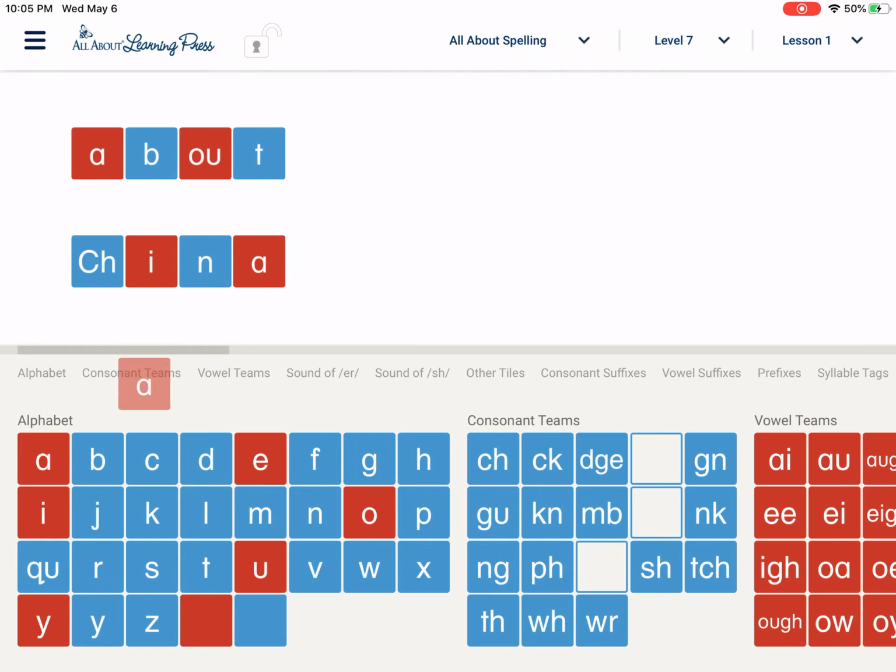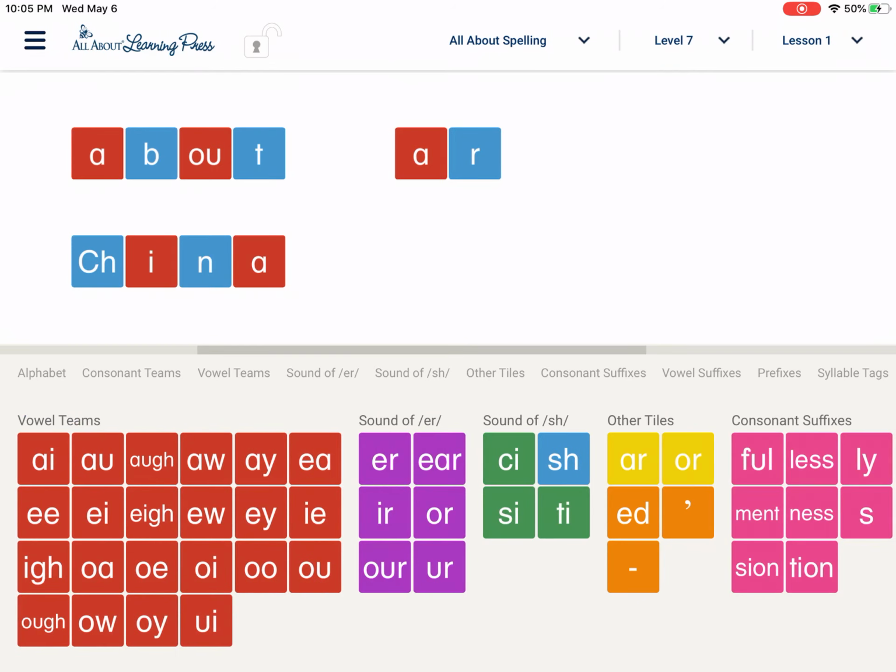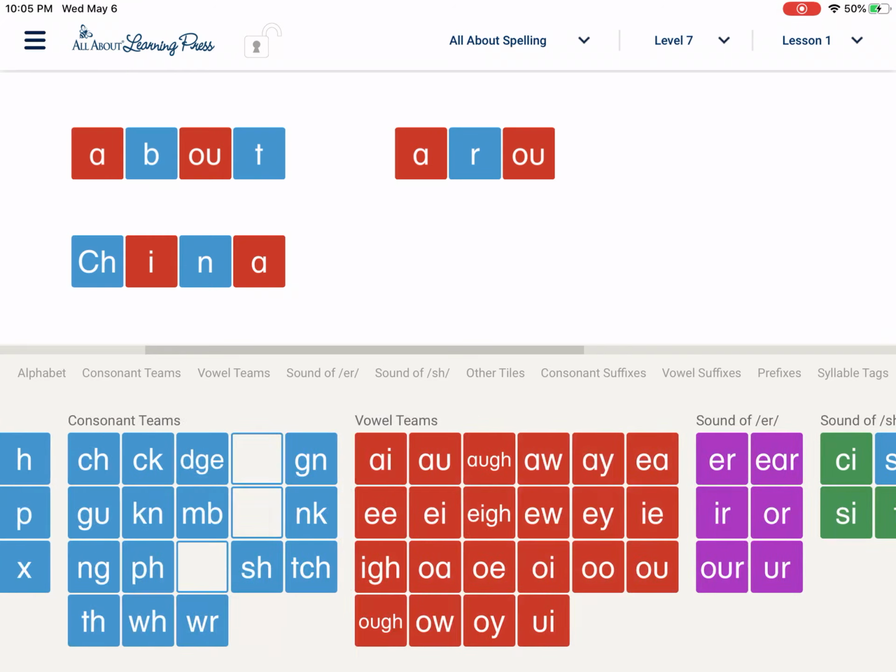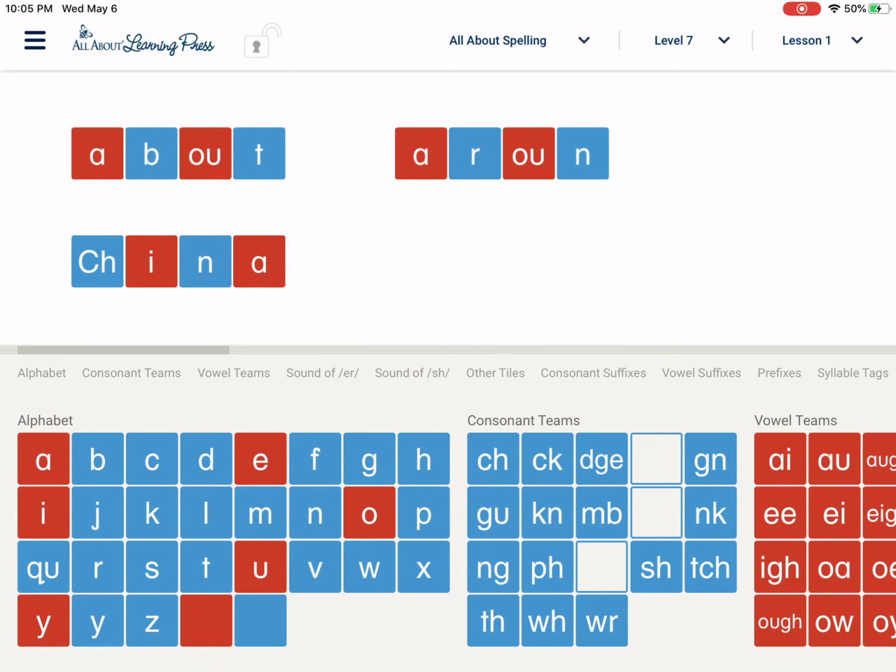Okay, the next word is around, a-round. Now we're going to have a vowel team. What two letters say ow? O-U. A-round. Around. Okay?